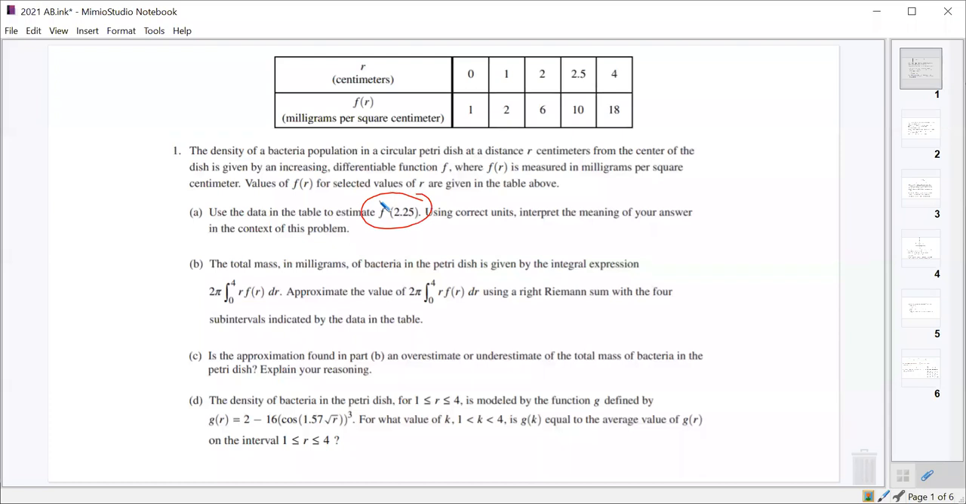All you have to do is find the average rate of change of f of r on the interval between 2 and 2.5. So 10 minus 6 over 2.5 minus 2. That's 4 over a half, which is 8.